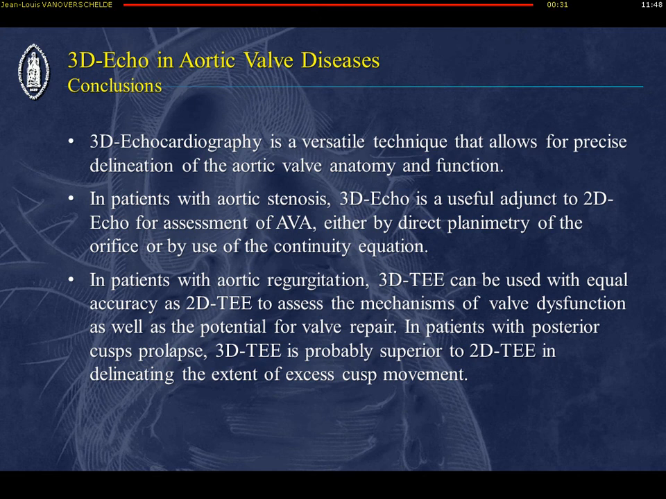And as I illustrated in patients with posterior cusp prolapses, 3D echo is probably superior to 2D echo in delineating the extent of excess cusp movement.